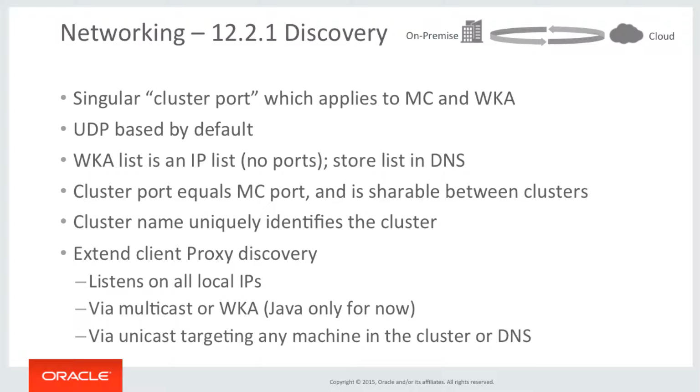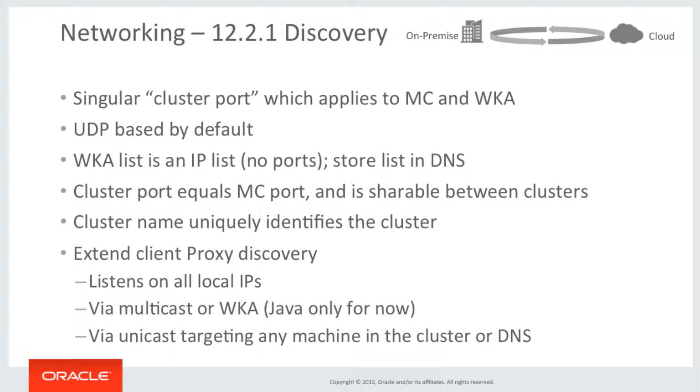Also in the discovery arena, we've changed how extend clients discover the proxy. Prior to 12.2.1, proxies listened on a single configured IP. It happened to default to the loopback adapter. Now the proxies listen on the wildcard address, so they effectively listen on all IPs on the machine by default. And a client can discover the proxy in a different way than it did in older releases.